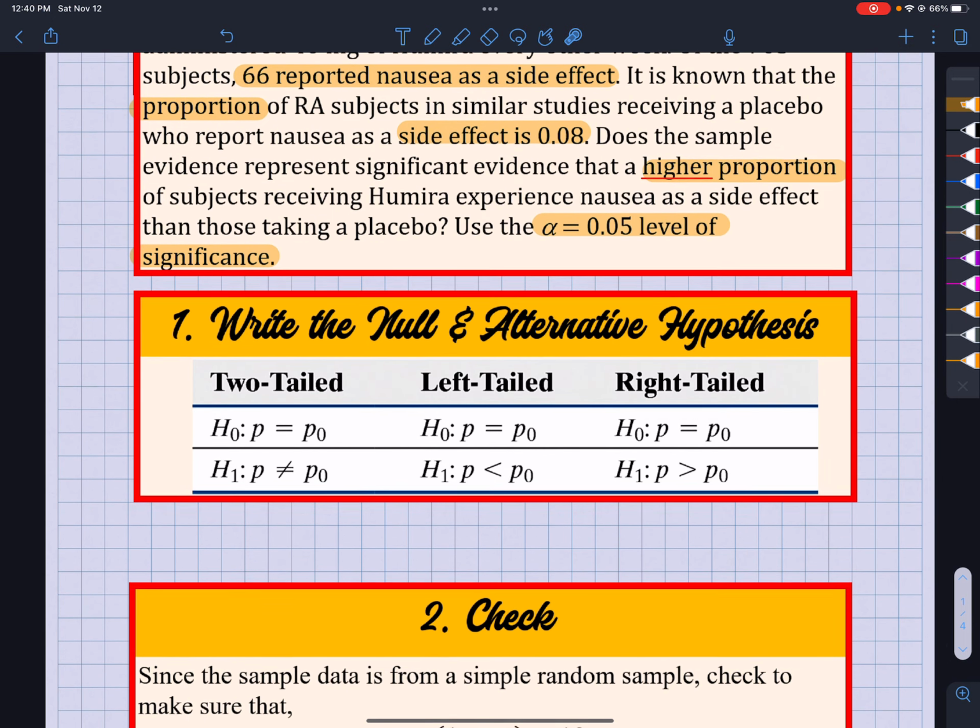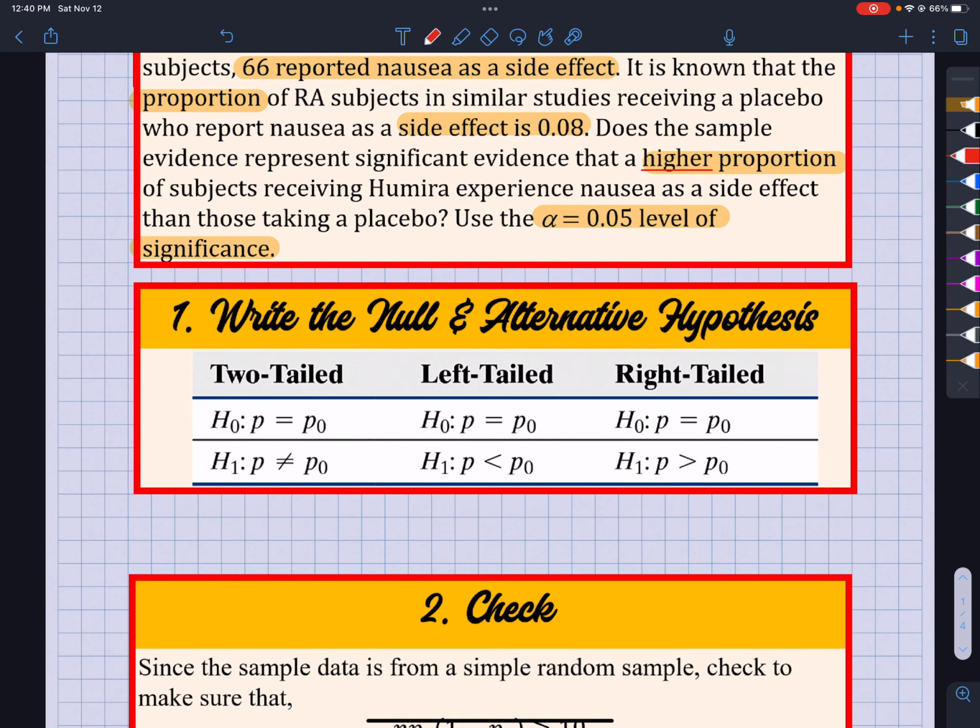So in my case here, because of the higher, I would say my null hypothesis is that my P is going to equal 0.08, because that's what we found. And my alternative hypothesis is going to be that P is greater than 0.08 because I saw the word higher. Okay, so there I go, I wrote the alternative hypothesis.